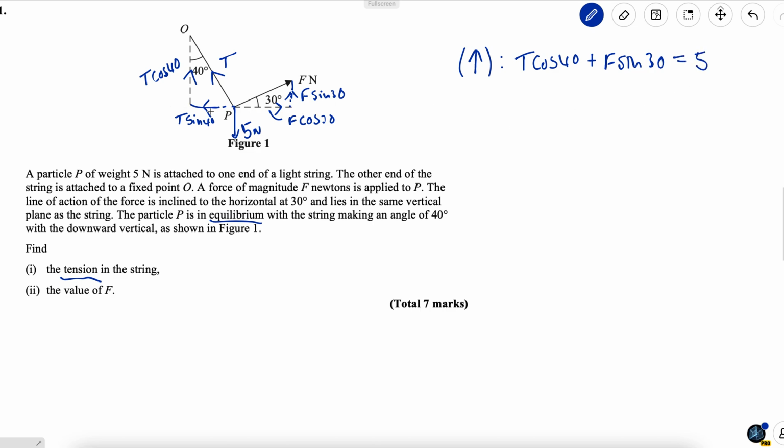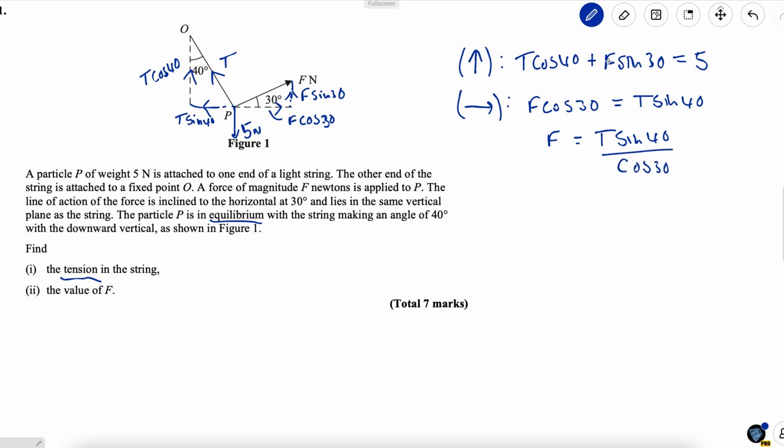In the horizontal direction, I've got a force to the left balancing with a force to the right as it's in equilibrium again. So F cos 30, that should say, is equal to T sine 40. I have two equations and two unknowns, so it's simultaneous equations, and I need to find T, so I'm going to eliminate F by rearranging this one to make F the subject and then substituting in.